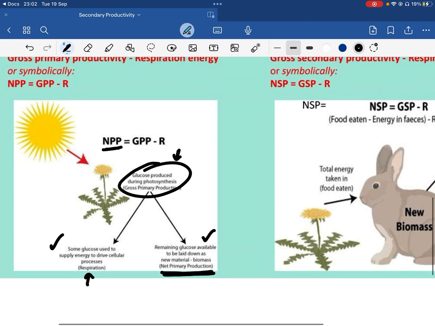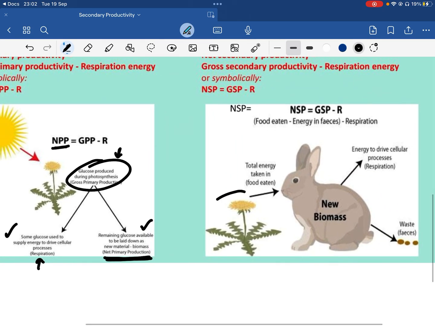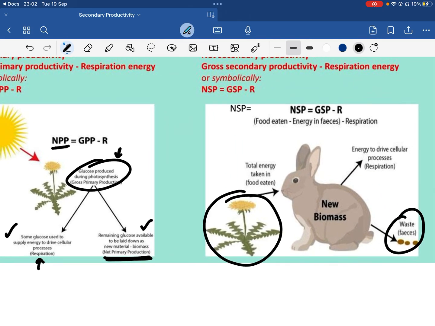Now, we can't just look at how much glucose goes in because we also lose some. So gross secondary productivity, instead of just being the total amount of glucose made, is food eaten minus fecal loss, and then just like before, net secondary productivity subtracts out respiration.